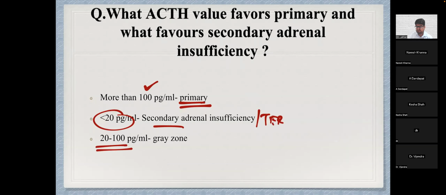Often in primary adrenal insufficiency, the values will be very high, right? 500, 600, 1000, right? So typically that is suggestive of primary. If it's less than 20, it is definitely secondary or tertiary adrenal insufficiency.